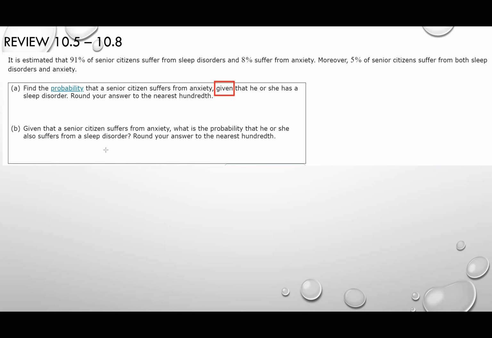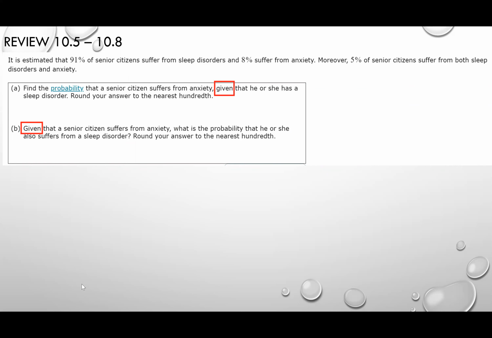And again, if you look down here for B, they say given, oh, that's the keyword, given that a senior citizen suffers from anxiety, what is the probability he or she suffers from a sleep disorder? So if you remember, I told you guys that anything after the word given is your new denominator.